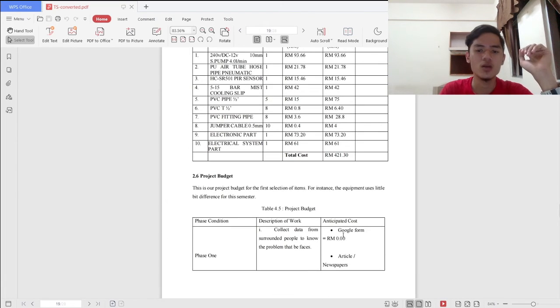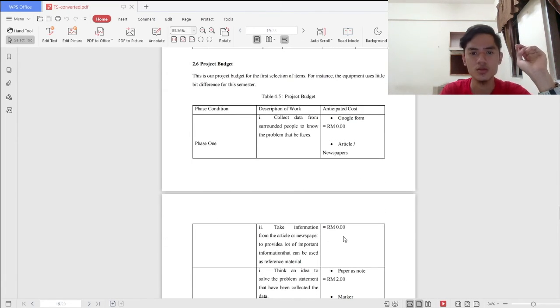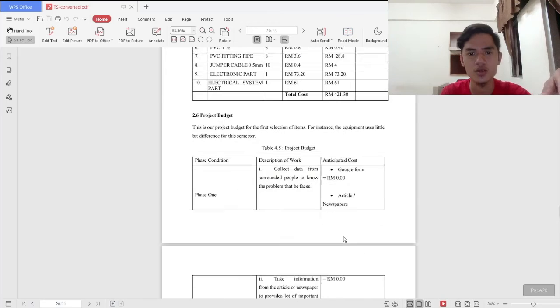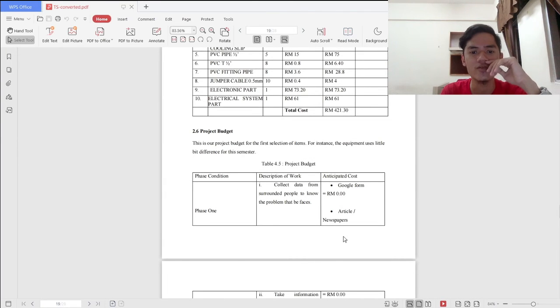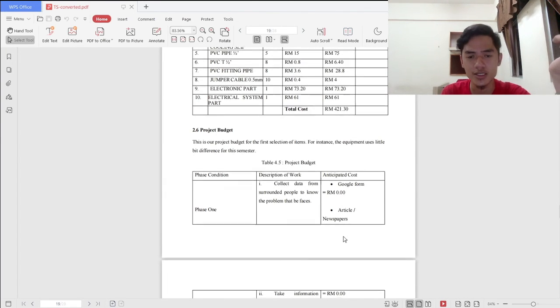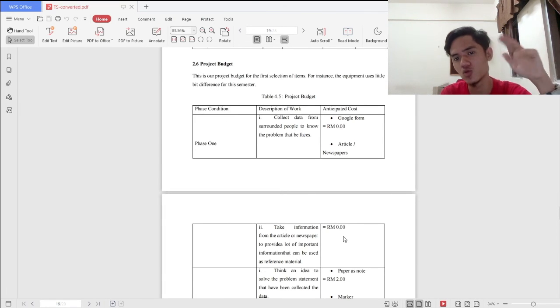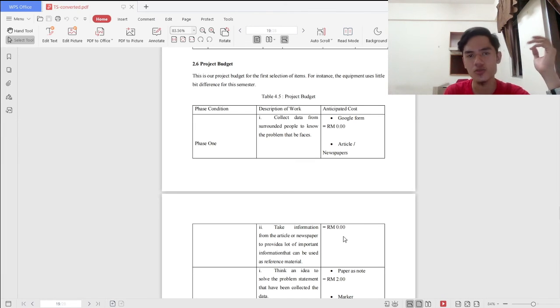Okay, now we are looking at the project budget. This project budget is from the last semester, where we have to read back about the budget. For the phase condition, we actually have 4 phases. For the description of work, we collect data from several people to know the problem that we face, and we are creating it from a Google form. We are taking some information from articles or newspapers to provide a lot of important information that can be used as reference material.